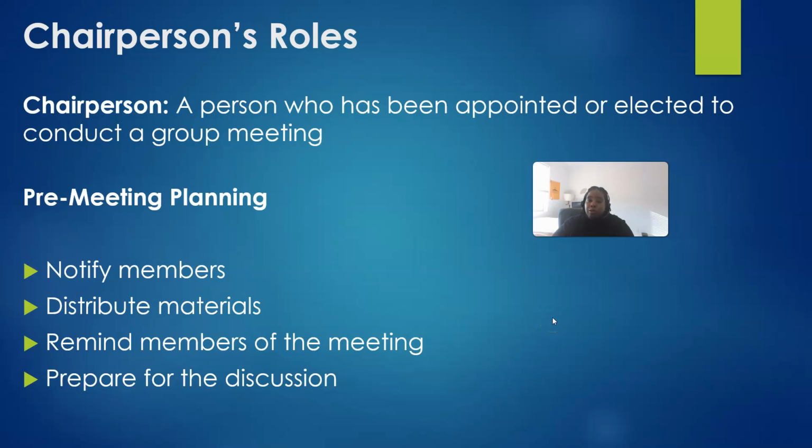So the chairperson's roles can be appointed or elected by your peers. And like I said before, the same person doesn't have to be the chairperson each time. And you can also practice being a chairperson because the skills in this class are going to carry you to other classes and a work role. So practicing being a chairperson and being in charge of meetings is a really good idea.